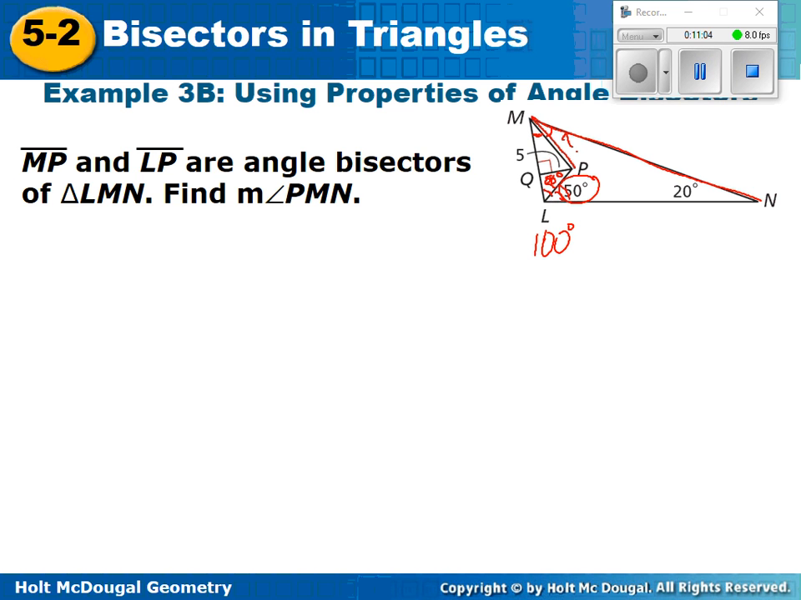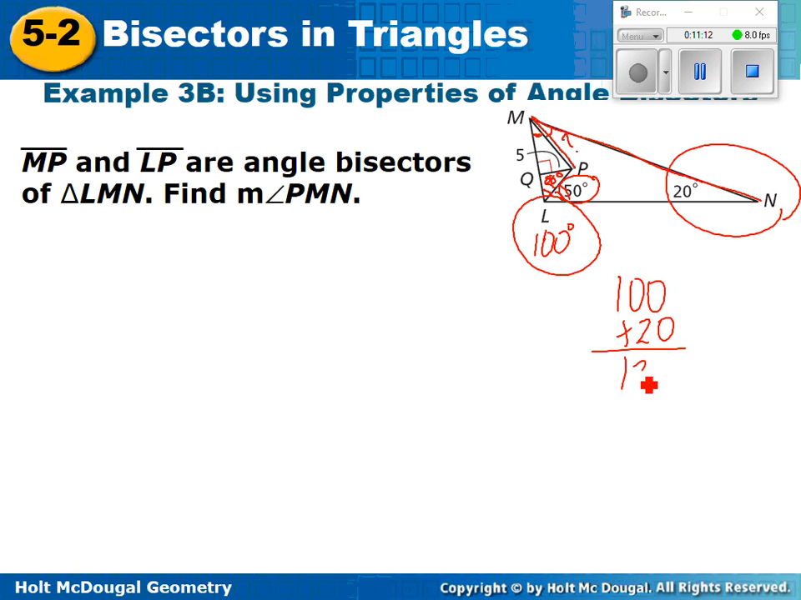How is that helpful? Okay, so we know this other angle N over here is 20, and this whole angle L is 100. So if we add 100 plus 20, and subtract that from the whole triangle, which is always 180, what does that leave us with for our other big angle M? 60. So this big angle has to be 60, and we want how much of it? Half. So that means the measure of PMN is 30 degrees, because half of 60 is 30.